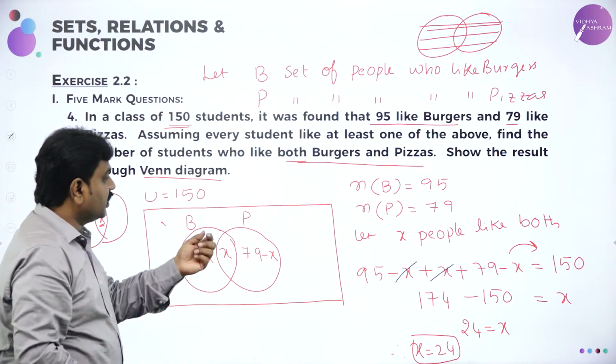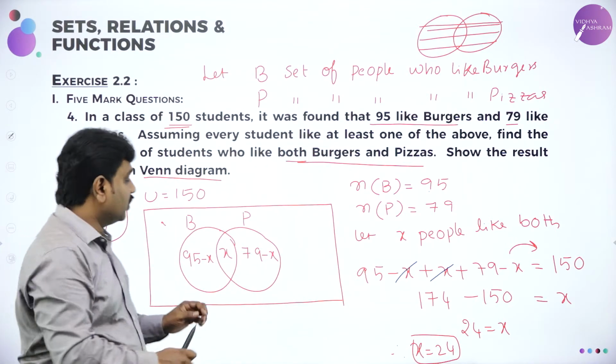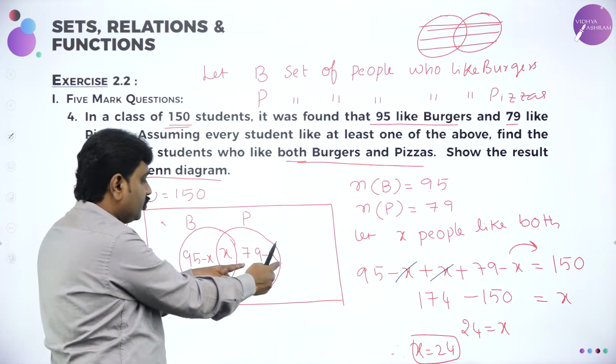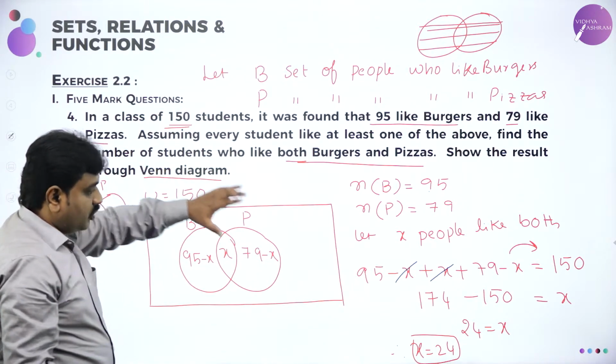x, x cancels. Here 79 like pizzas, that's what is given. If you read, 79 likes pizzas. So out of the total 79 already you filled x. So remove minus x. So 79 minus x will be outside. That's it. I hope all of you understood this.